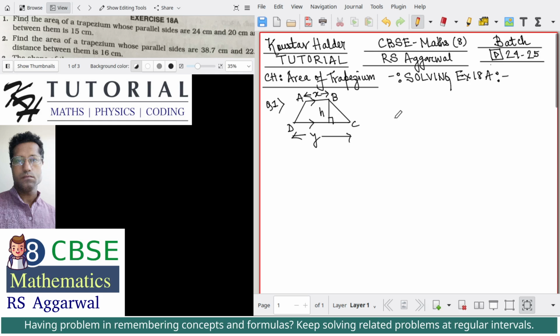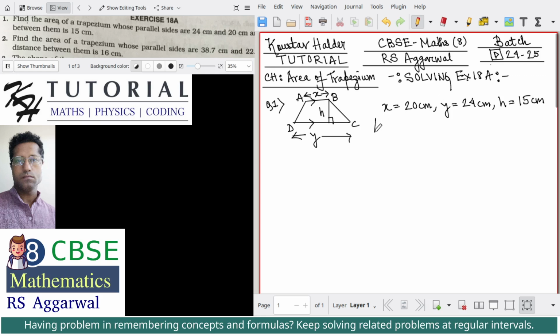Okay. So in this problem it is given that x is equal to 20 centimeter and y is 24 centimeter, and the height h is equal to 15 centimeter. The distance between the parallel sides means the height of the trapezium.